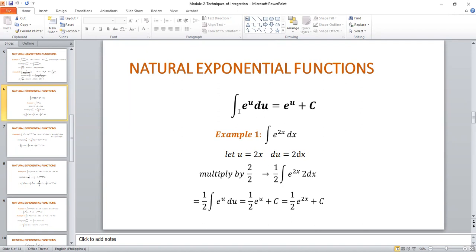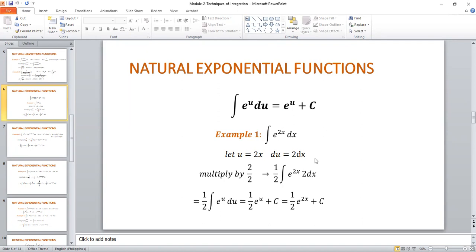How will I interpret this? As long as the provided exponential function is multiplied to the derivative of its argument, I'm referring to its exponent, the answer is the exponential function itself. So e^u du has the integral equal to e^u, or e raised to u, plus c.